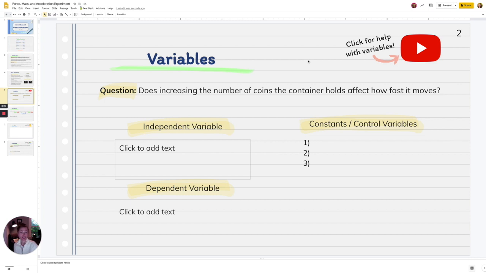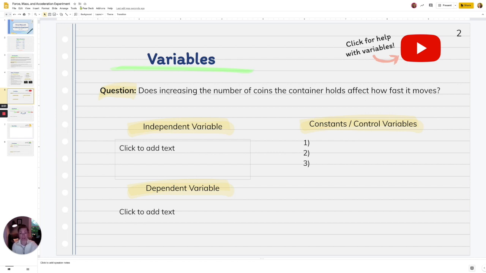Our experimental question this week is, does increasing the number of coins the container holds affect how fast it moves? This is an experimental question because it contains both the independent and the dependent variables of the experiment. Remember that the independent variable is the thing that the experimenter changes on purpose. So in this question, does increasing the number of coins affect this other thing?